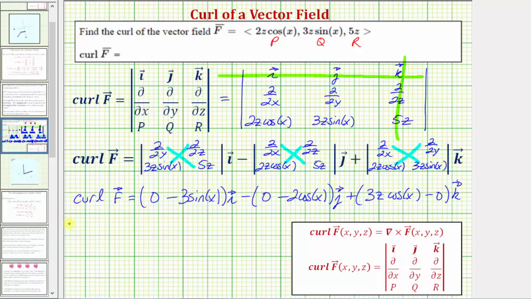Let's write this in component form. So the curl of vector field f has an x component of negative 3 sine x, a y component of, notice how we have minus and then negative 2 cosine x, so it's positive 2 cosine x, comma, the z component is 3z cosine x.